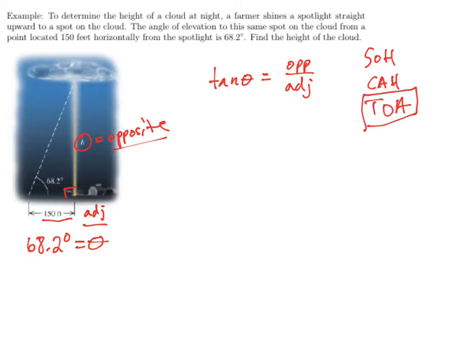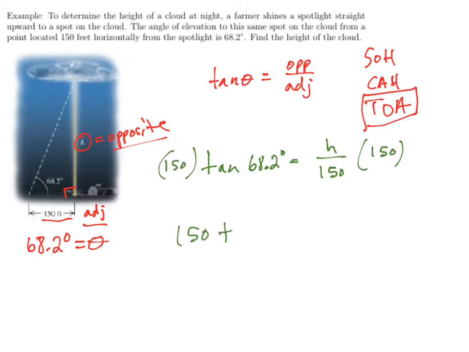So what we're going to do is, for theta, we enter the value of the angle. So tangent of 68.2 degrees is equal to the opposite side. We don't know that. Let's call it h, divided by 150 feet. So we want to solve for h, so multiply both sides by 150. We get 150 tangent 68.2 degrees equals h. So we want to solve this for h, and we'll use a calculator to do so.